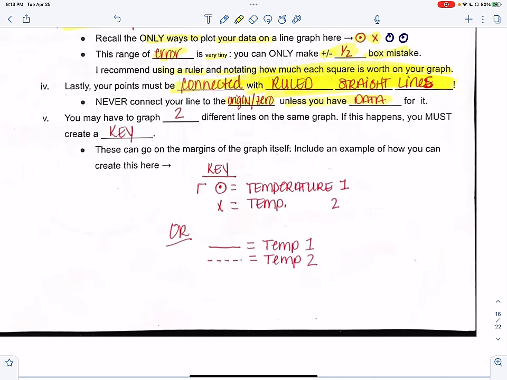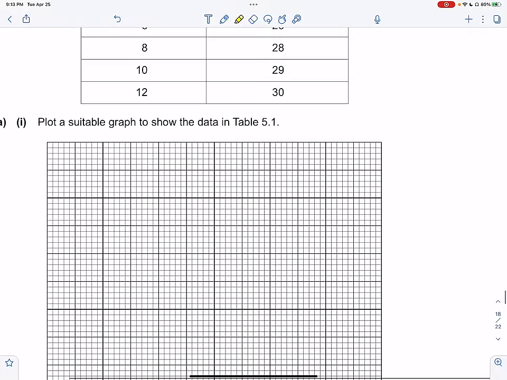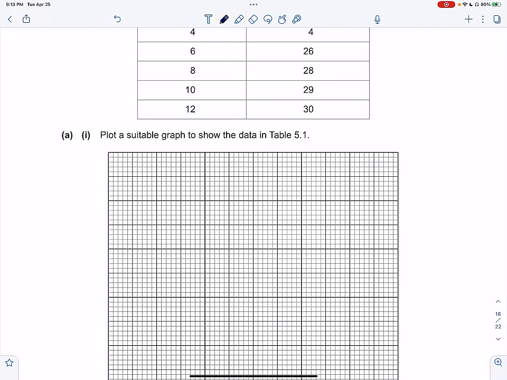Okay. And then if you have to graph two different lines on the same graph, so it means different shorelines, different temperatures, whatever. This happens, you must create a key. And you're just going to go off on the side of your graph, like right here, and you're going to say key. Temperature one is the one that has a dot with a circle. Temperature two is the one with an X.